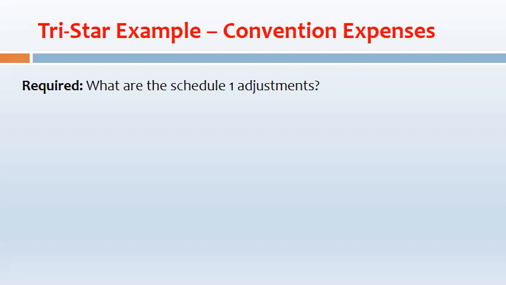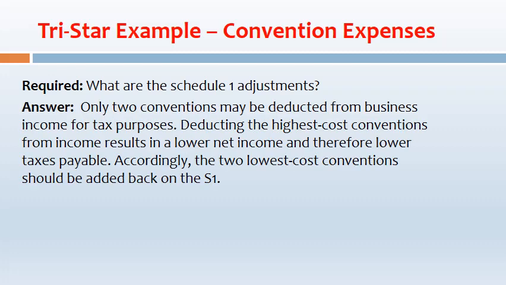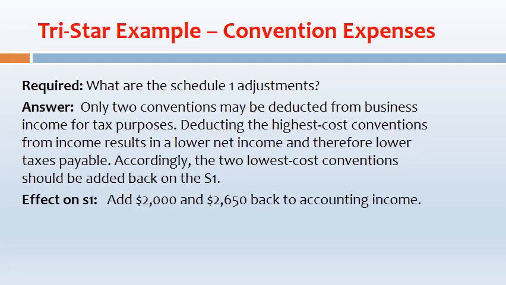So here are the Schedule 1 adjustments. You can only deduct 2 conventions. Deducting the highest cost conventions from income results in lower net income and ultimately lower taxes payable. So the 2 lowest cost conventions should be added back on the S1. We're going to add back 2 grand. We're going to add back 2,650, and that is how you deal with that.